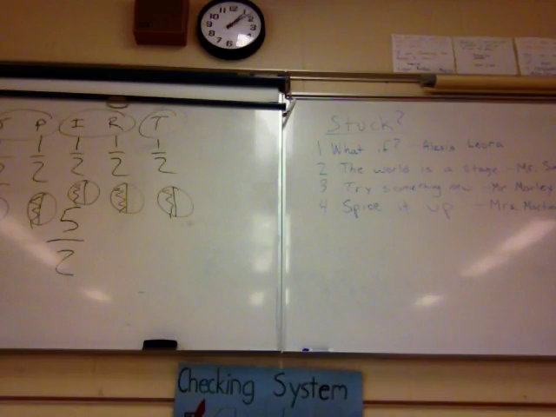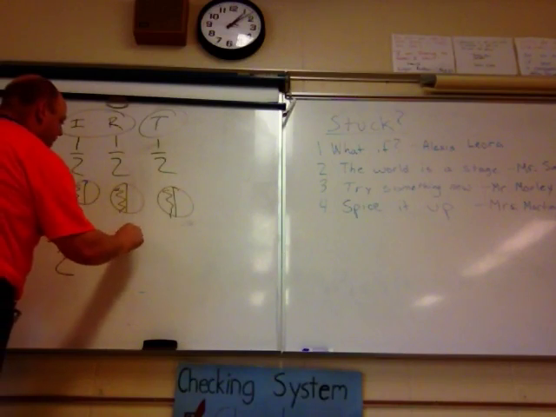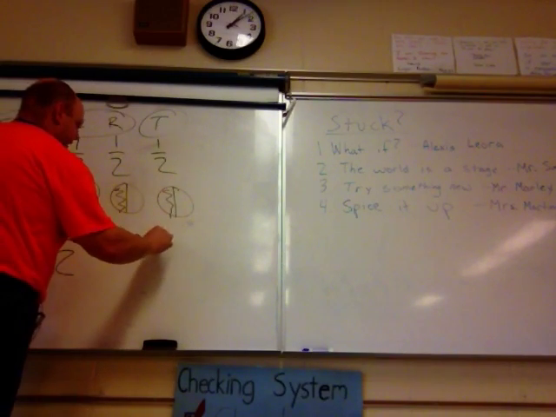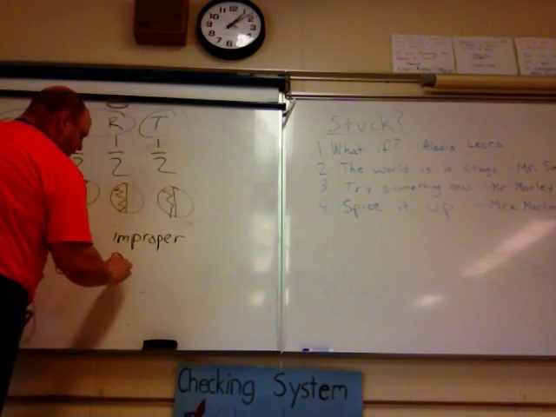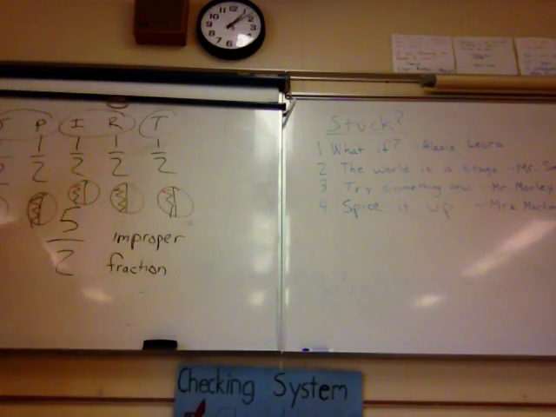Let me explain. By the way, that fraction, 5 halves, is what we call an improper fraction. Good job. Now, let's talk about improper fractions.